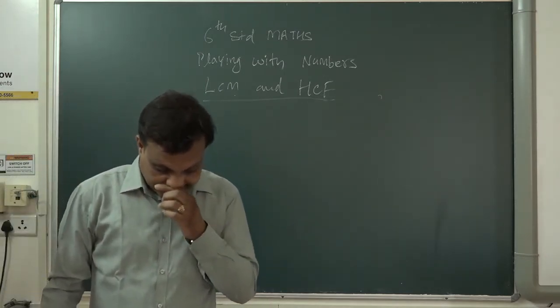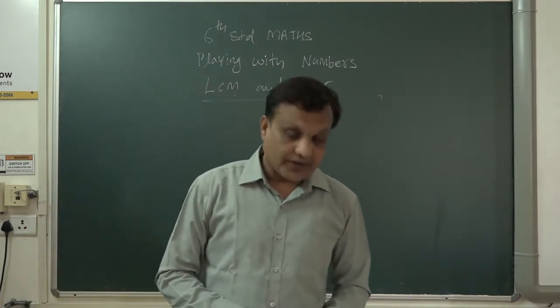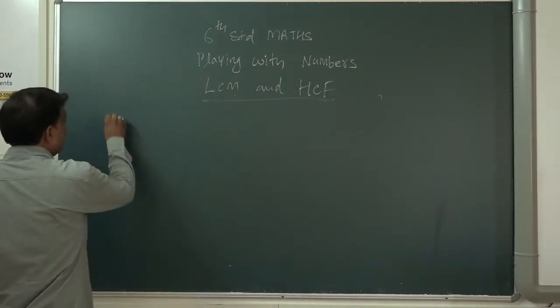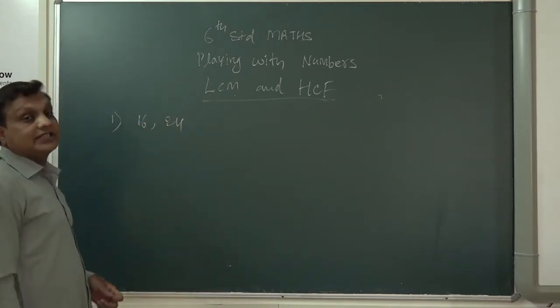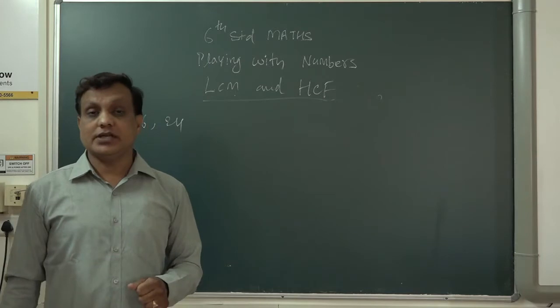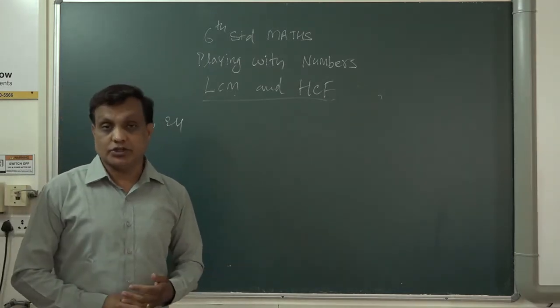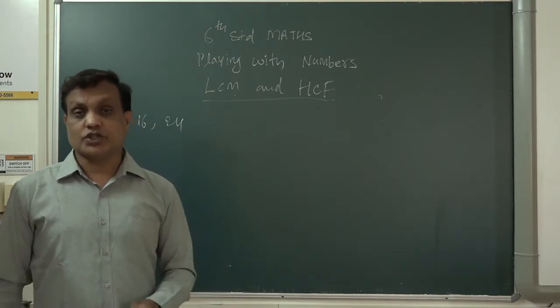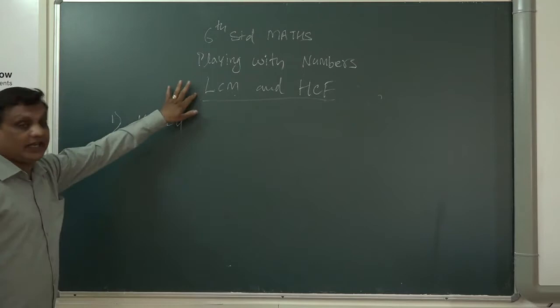So first we will find the LCM of 16 and 24. To find the LCM we require a minimum of 2 numbers. It may be more than 2 numbers also, but minimum we require 2 numbers. And we will see the short division method. We will see how to find the LCM and HCF. So first we are going with the LCM.